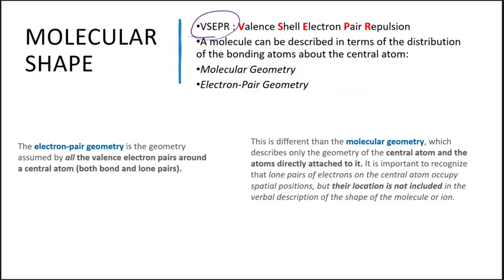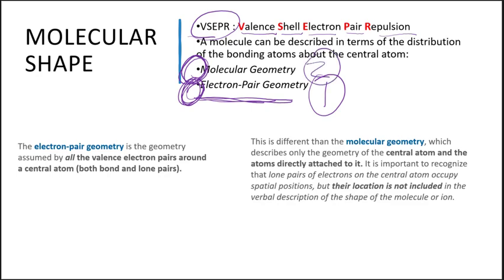VSEPR, that term that we saw, is valence shell electron-pair repulsion. It's when a molecule can be described in terms of the distribution of the bonding atoms around the central atom. And we can describe a molecule in terms of electron-pair geometry and molecular geometry. We have to draw the Lewis structures before we can predict the shape. And we will first describe the electron-pair geometry, then we will describe the molecular geometry.